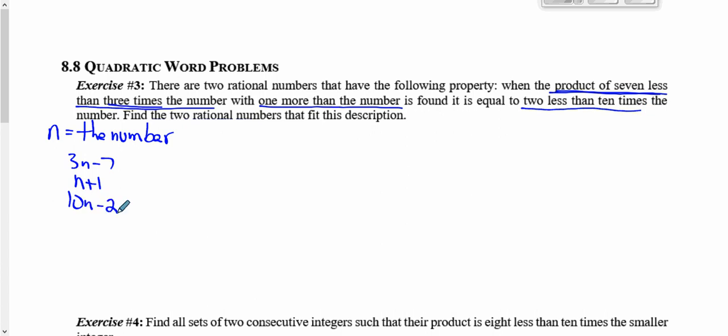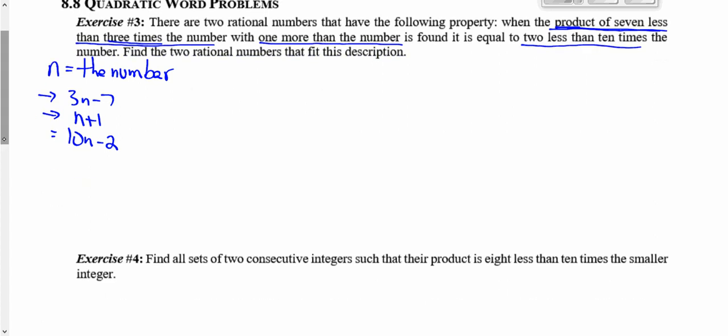Okay? Second one. So what does it say? It says the product of that and that is what? Equals that. So let's write that equation: 3n minus 7, with parentheses, right? And then in that case, n plus 1 equals 10n.